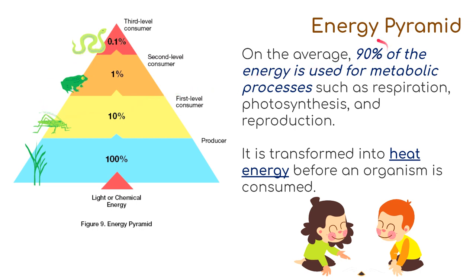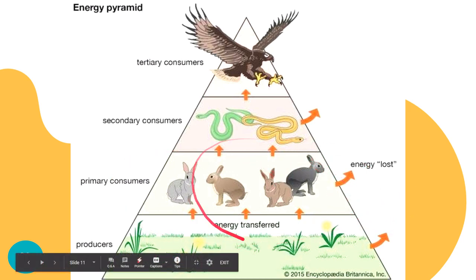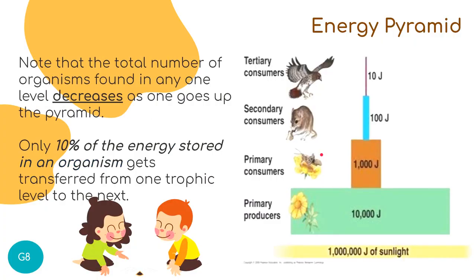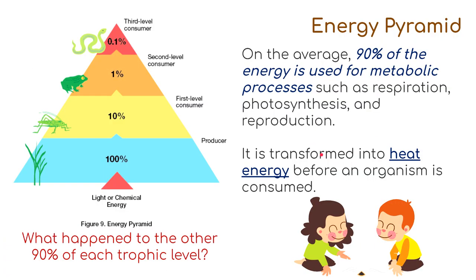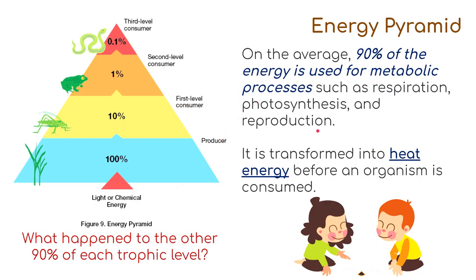So the organism uses most of its energy. The rest is transformed into heat energy before an organism is consumed. So this is that heat loss that we're talking about. When they die, when they're consumed, heat is lost also in the process. And whenever they perform their life functions, when they move around, they also lose heat in the process. So the 90% is used for metabolic processes.